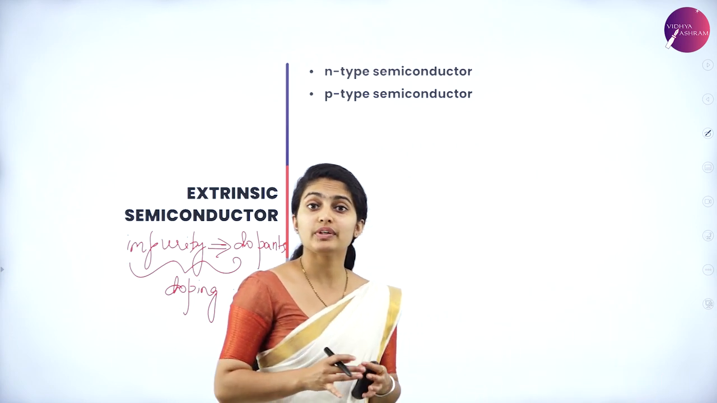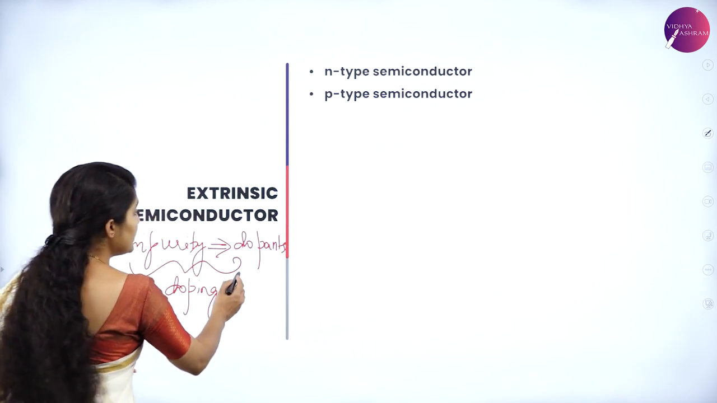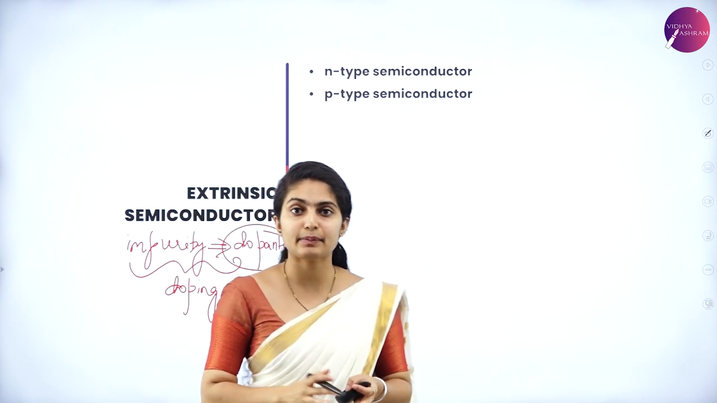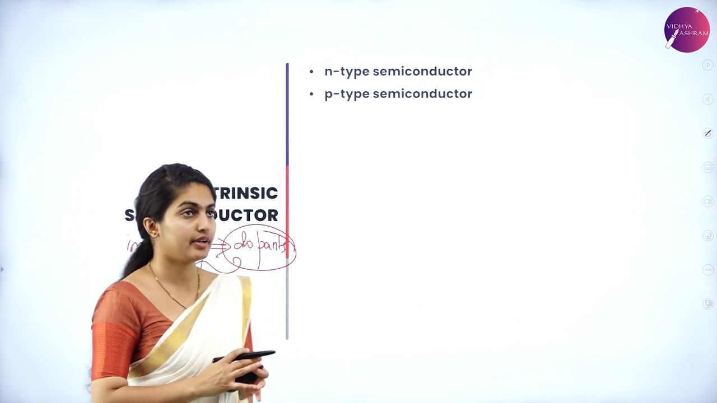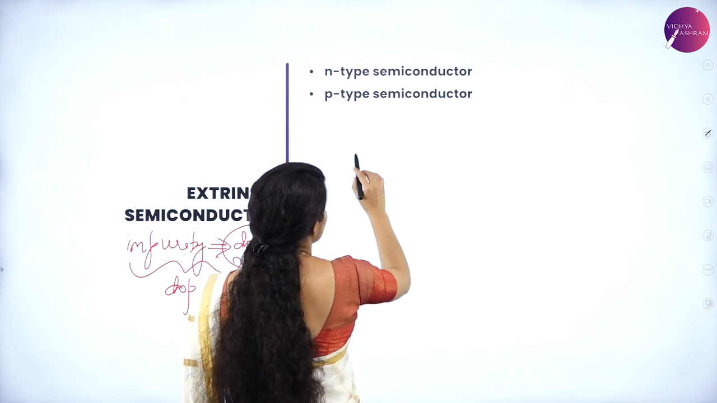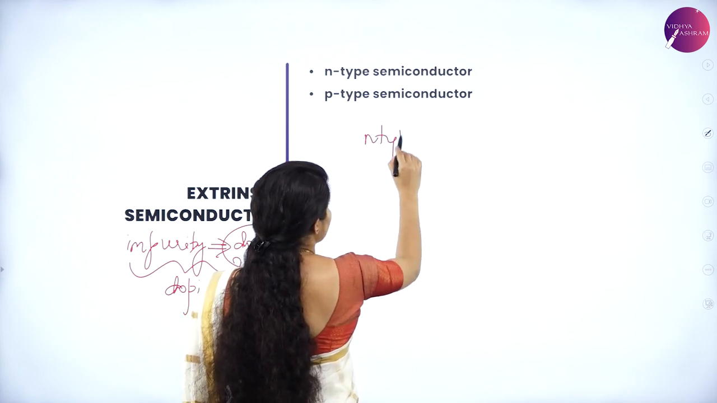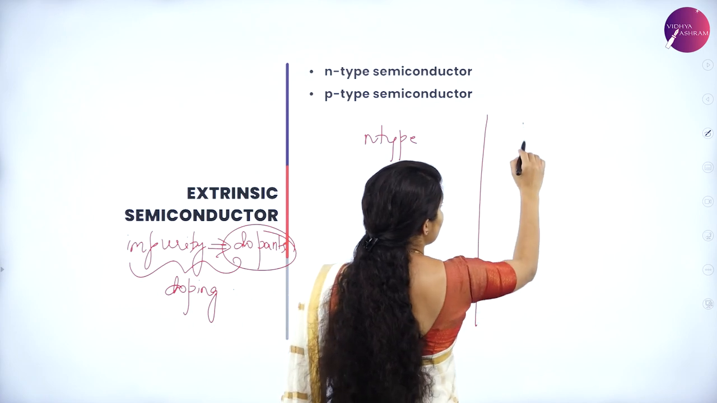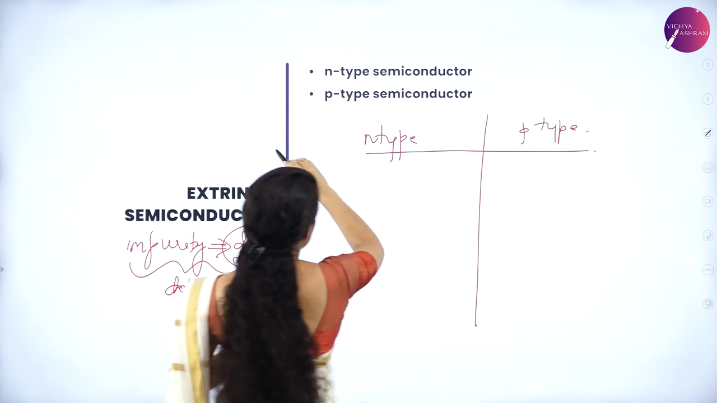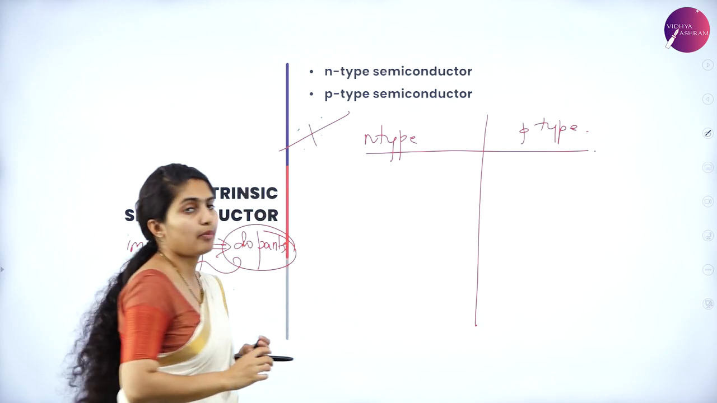So what are the impurities called? Impurities are known as dopants. Here you have two types, that is n-type semiconductors and p-type semiconductors. Let us check what differences occur in n-type semiconductors and p-type semiconductors. This is also very important from the exam point of view.